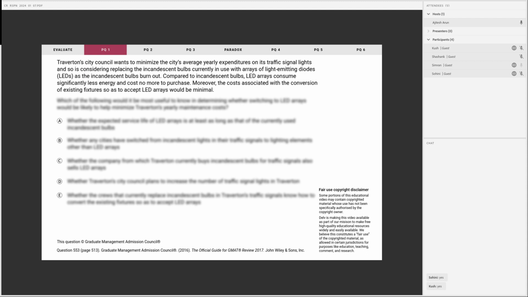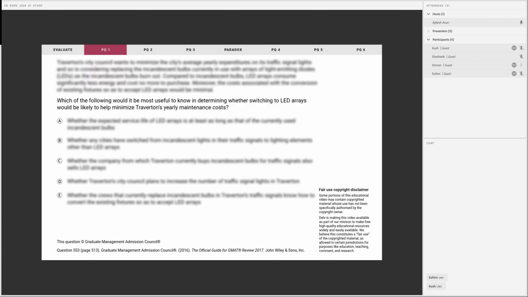The City Council, so Traverton City Council, wants to minimize the city's average yearly expenditure on its traffic signal lights, and they're planning to replace the incandescent bulbs with LEDs. And they've given us a little bit of information about these LEDs. What they're basically saying is LEDs consume significantly less energy, right? So, significantly less energy and cost no more to purchase. So, in terms of cost, they are either as good as the other ones or they are cheaper. And the final piece of information they've given to us is that the costs associated with the conversion of existing fixtures so as to accept LED arrays would be minimal. So, converting the fixtures to accept LED bulbs would not be expensive, or it would be trivial.